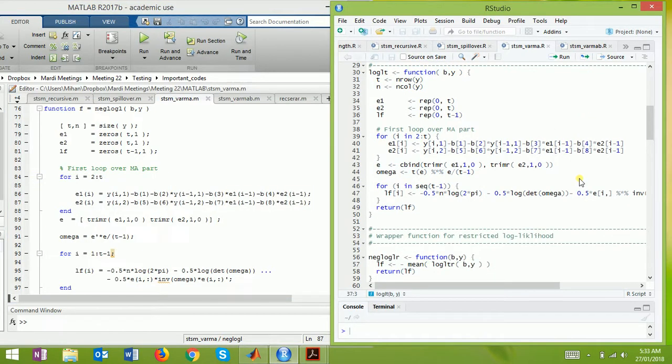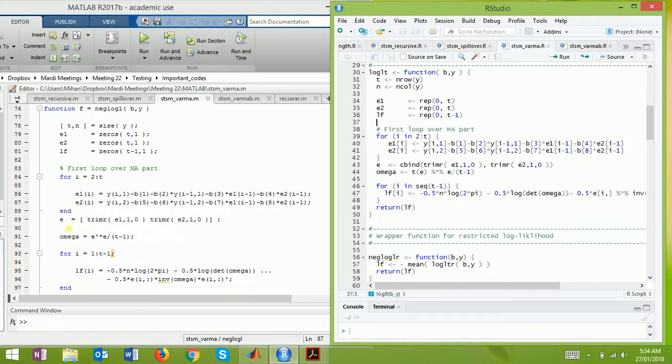And the first loop over the MA part for R is for i in 2 to t. Then we start defining the equations in R: y i1, b1, b2 i minus 1 1, b3 i minus 1, b4 e2 i minus 1. So this is practically quite easy. Then for i2, this is the second column, so okay.